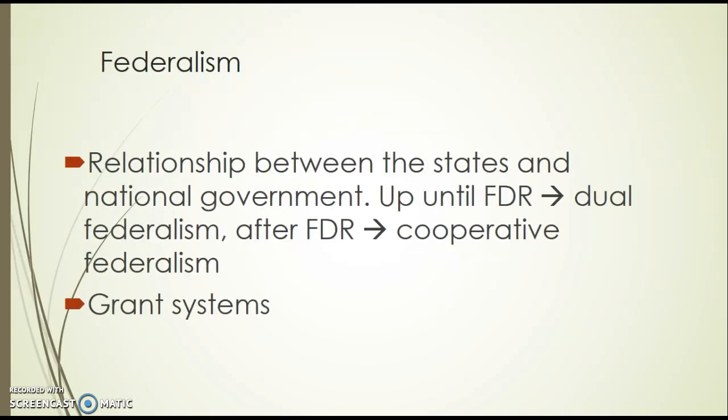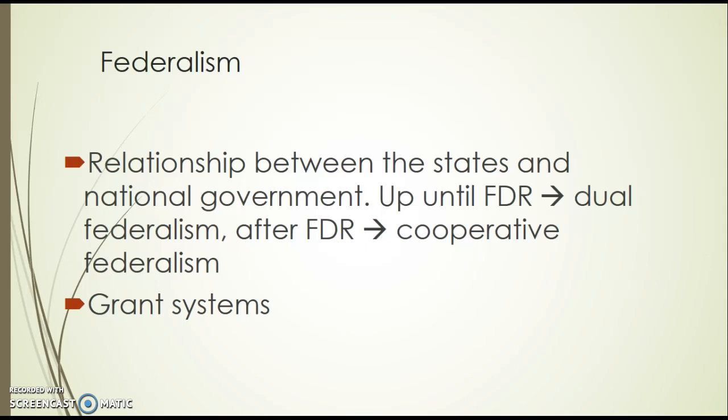And in our Constitution, we have this concept known as federalism, which is the relationship between the states and the national government. Up until the 1930s, up until when we hit FDR's presidency, you have dual federalism, where the states and the national government were doing their own thing. There was no overlap. After FDR and the Great Depression, we have this new concept known as cooperative federalism, where we have much more overlap.